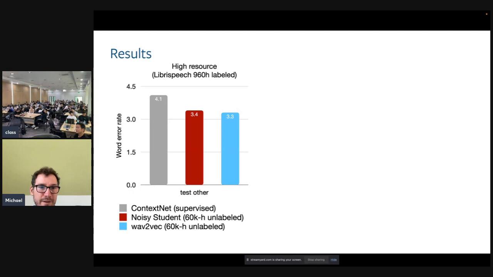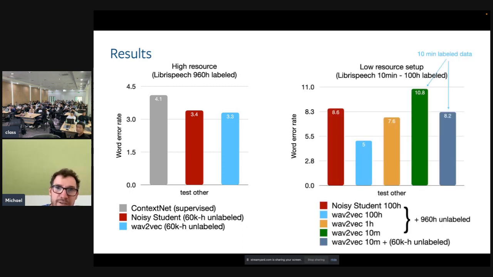We can see that the wav2vec approach does about similarly to that existing noisy student approach, that semi-supervised approach. That was the first time that self-supervised learning was shown to work as well as existing systems in a high resource setting, where you have about 1,000 hours, which is quite a lot. But where it gets really interesting is in settings where you don't have 1,000 hours of labeled data, where you have a lot less. That's the scenario we find ourselves in a lot in practice, particularly if you move to different dialects and languages, etc.